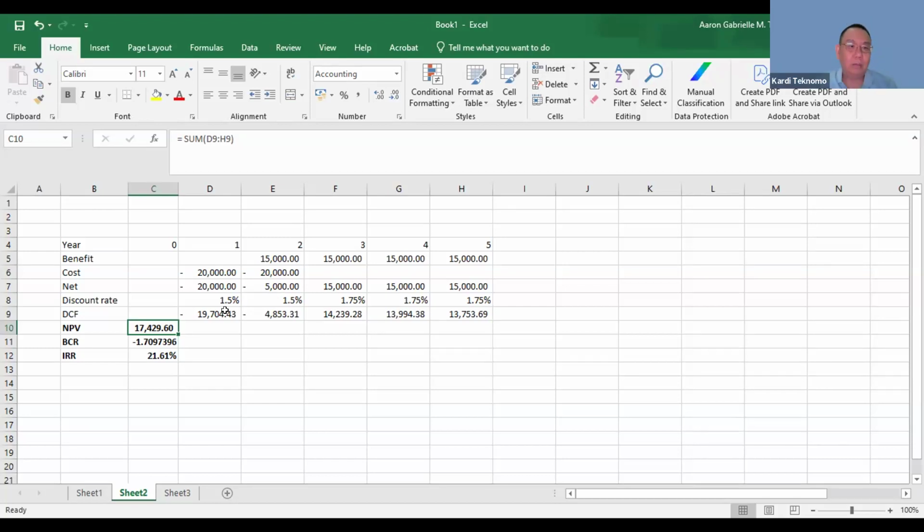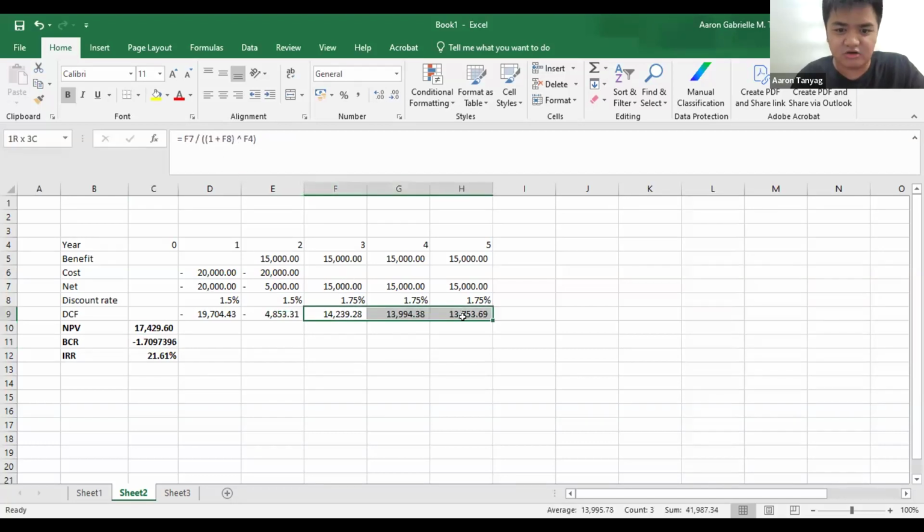Yes. And then the BCR. The BCR is the sum of the benefit, which is this discounted value, these three, divided by the sum of these two, because these are the costs.